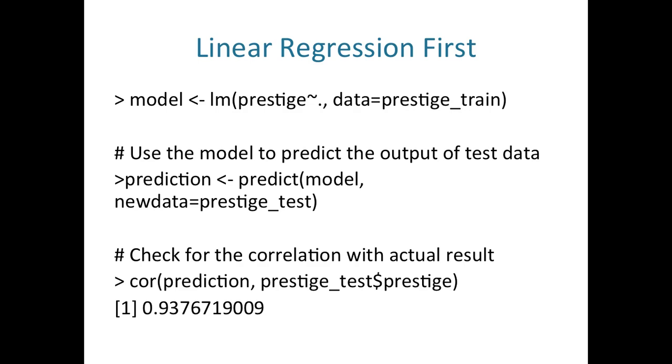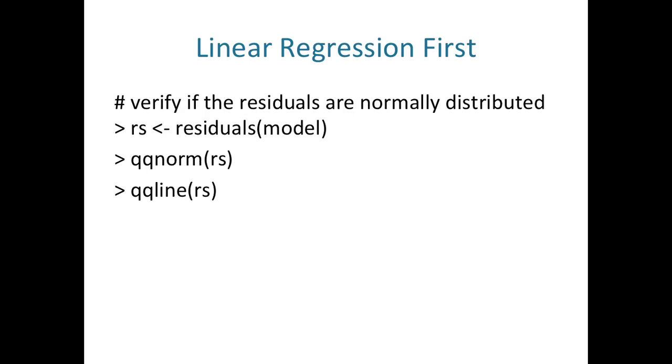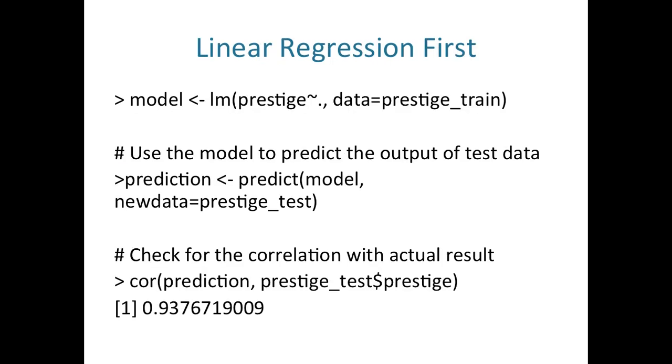Once we have that model trained, we basically use it to predict, and we predict on the testing set. And then we finally check the correlation between the data that we have predicted and the actual prestige of the data. You can also verify whether the residuals are normally distributed or not with qqnorm and qqline for the residuals of the model, as we said before, just to make sure that linear regression is the correct approach.